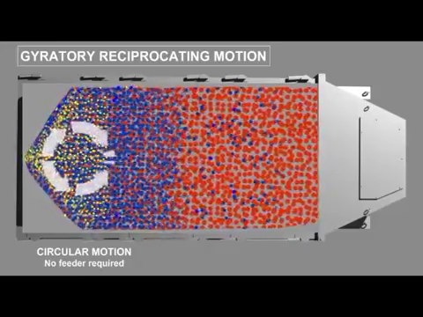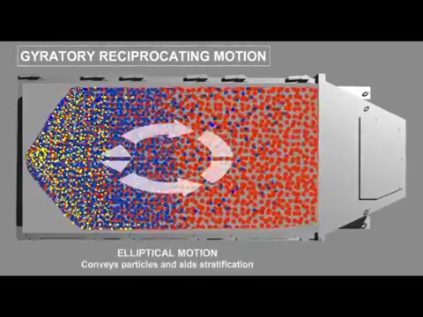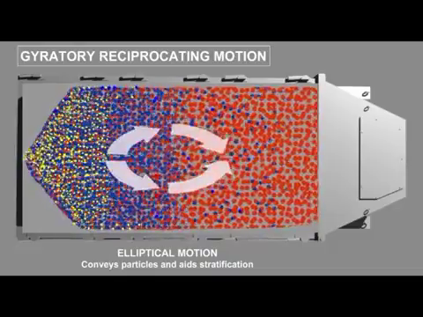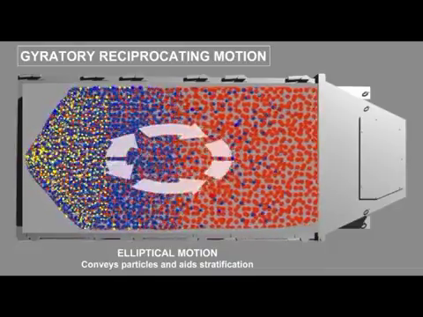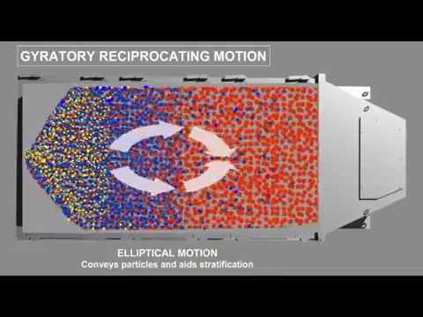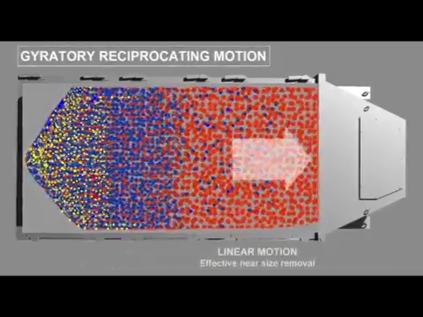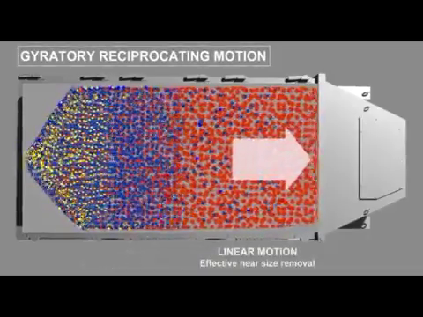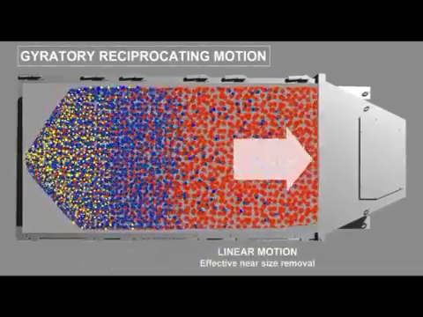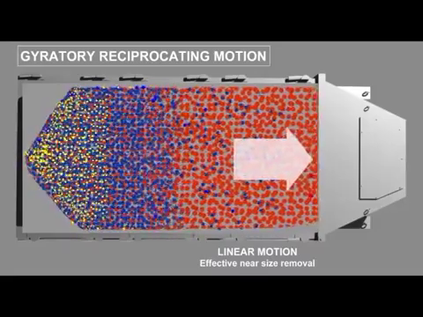The motion gradually changes to an elliptical pattern, which promotes conveying and enables the screener to utilize a very low screen angle. Finally, the motion becomes nearly linear, providing a sifting action to assist in the efficient removal of the maximum amount of near-size particles.